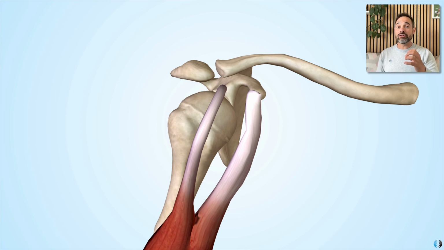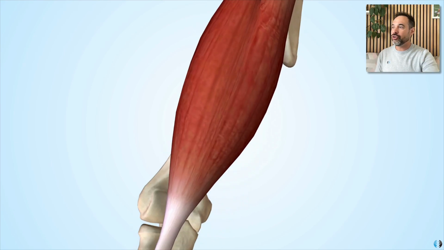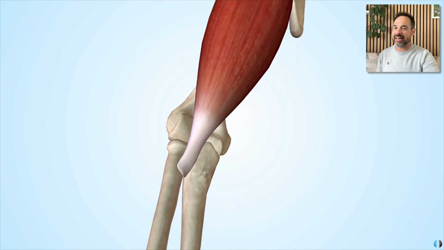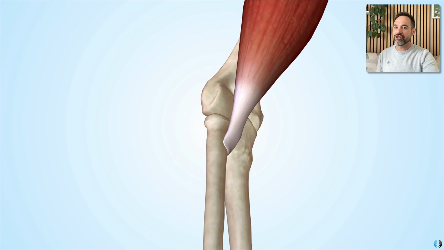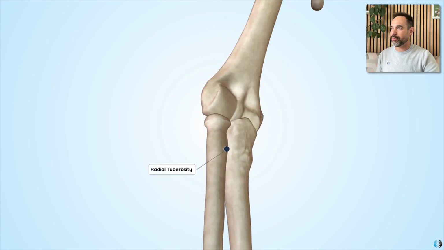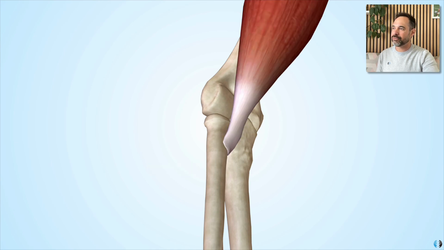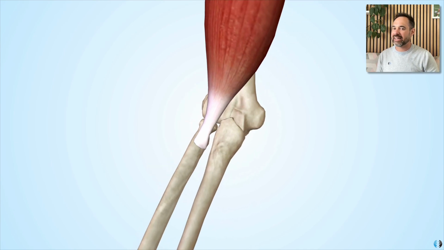The muscle then, of course, runs down the anterior upper arm. And as we said, those two heads converge into one single distal tendon, which inserts into the radial tuberosity of the radius. Here we can see that insertion point with the muscle on and a second view here.